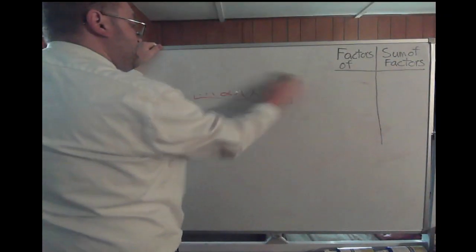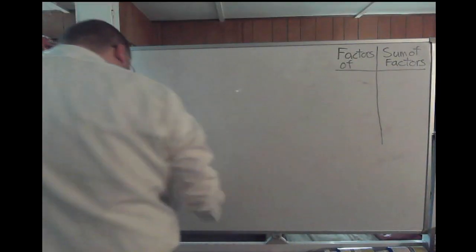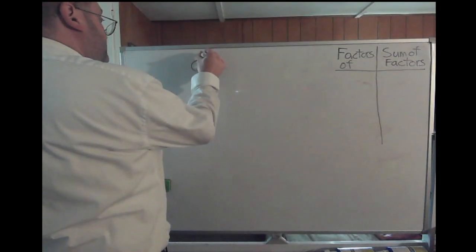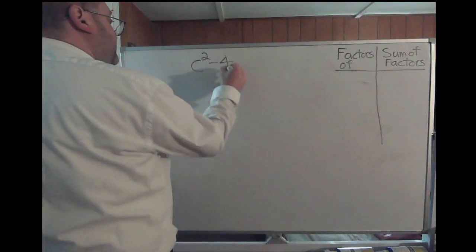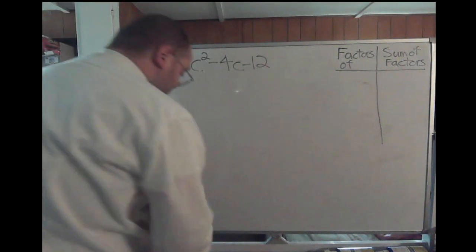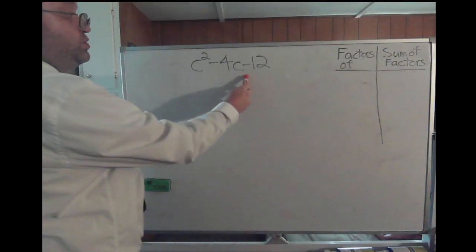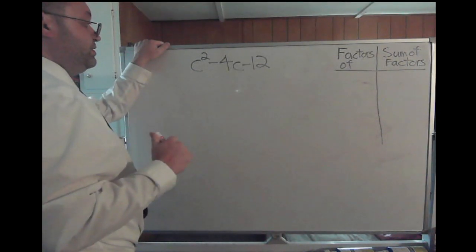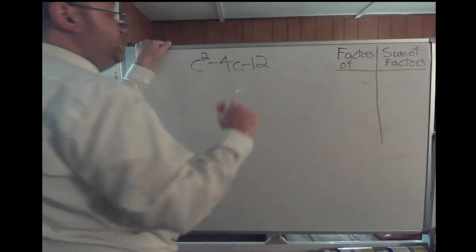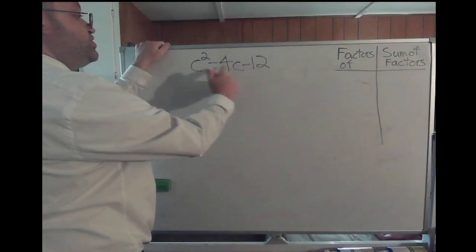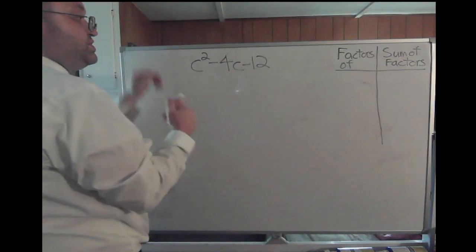Alright. We have c squared minus 4c minus 12. So we got c squared minus 4c minus 12. The coefficient on the c squared term is 1, so that's important. That's going to help you out. So now you need to find factors of negative 12 that'll give you the coefficient of negative 4 on your c to the first term.